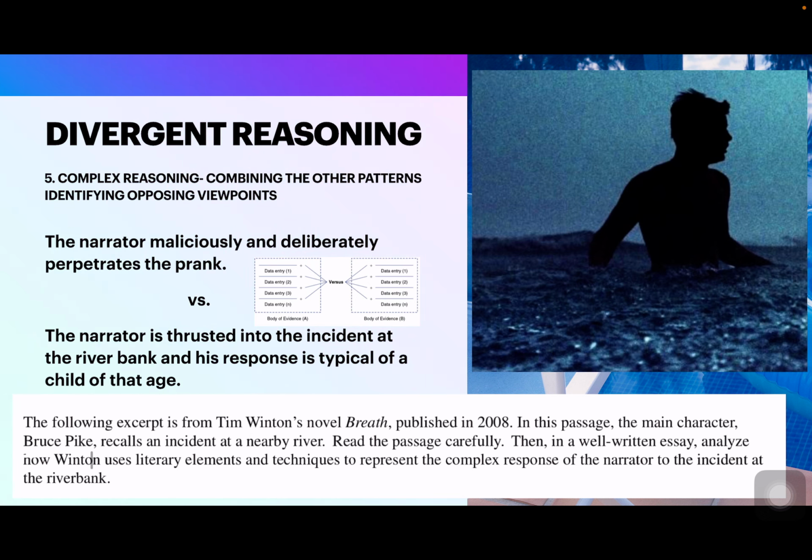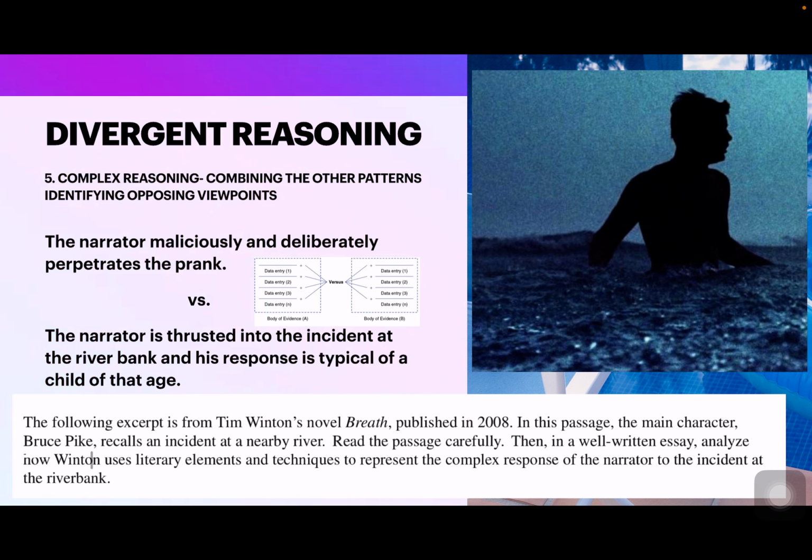And what that means is, if you think about the prompt, they're asking for something specific. As long as you come up with opposing viewpoints, and you have collected data, let's say you collect data that supports one theory or one logic, and you get another data set that creates a whole new piece of evidence. This is what makes it so complex, because it is opposing. So my first set of data, I'm sure I can collect 3 to 4 pieces of data from this reading that would help me to develop a conclusion that says the narrator maliciously and deliberately perpetrates this prank.